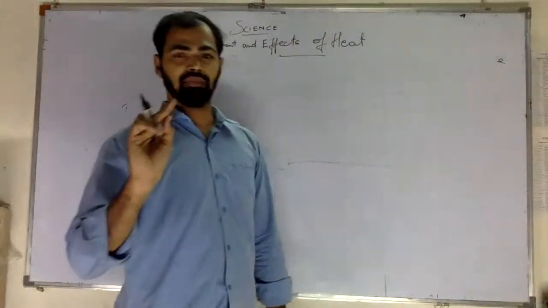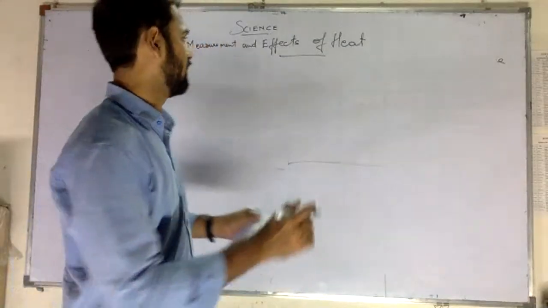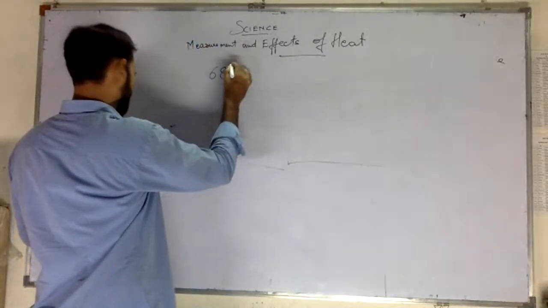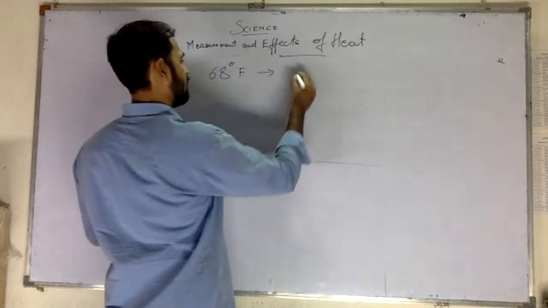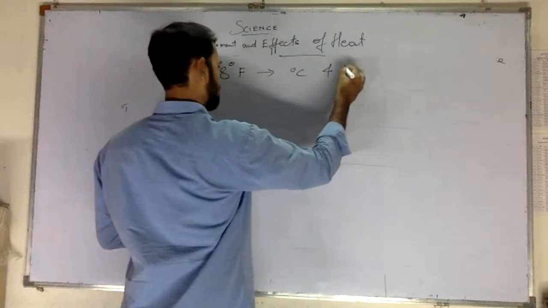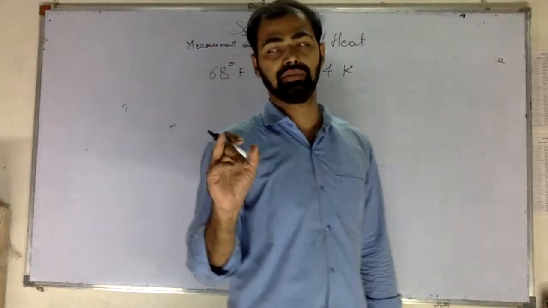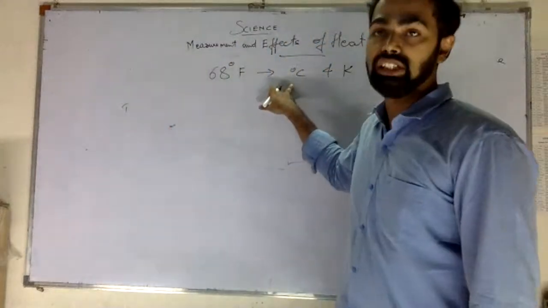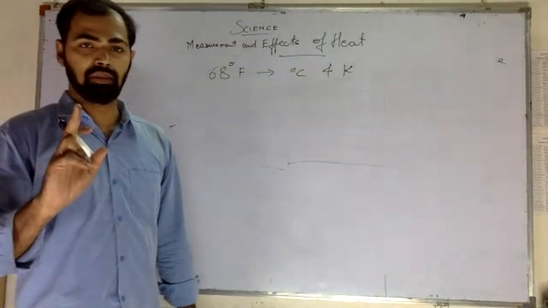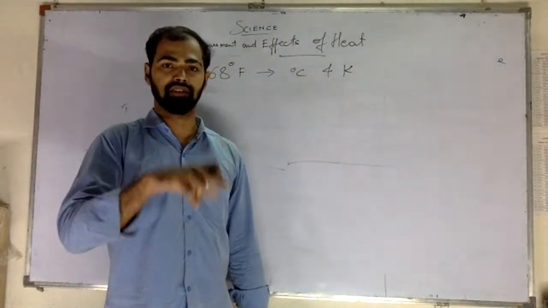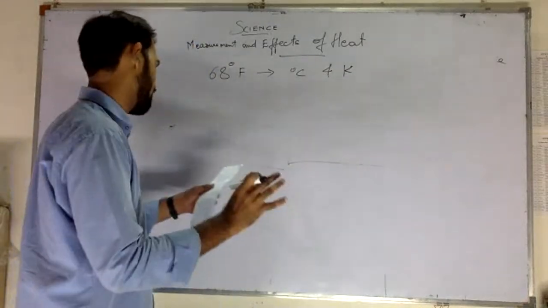So let us do one sum with respect to this. Let us convert 68 degrees Fahrenheit into degrees Celsius and Kelvin. Let us do that. Everybody remember the conversion? If you have not, you can refer to the text. I will directly write down how the conversion goes.